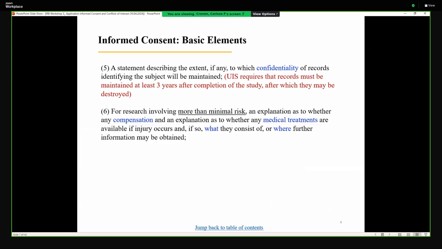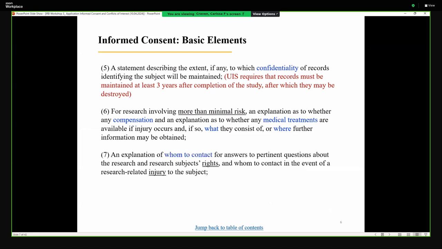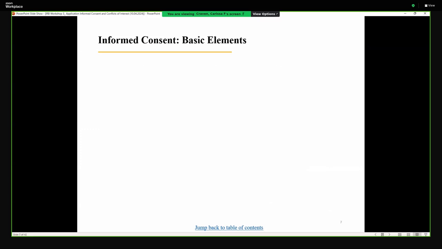If the research involves more than minimal risk, then the participants need to know if any compensation is involved and if there are medical treatments available if injury occurs, if those are available, what they consist of, or where they can find further information. If anything were to go wrong, or if things are unclear, or there's an injury, hopefully that does not occur, but just in case, they do need to have contact information for all of those. And later I'll go into some preferred language we have at the university for those contacts.